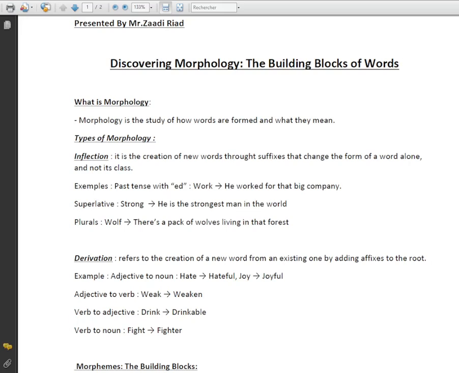Greetings everyone. In today's first course of the second semester, we're going to tackle today's lesson, revolving around morphology in a general way, exploring some of its most important aspects and explanations.